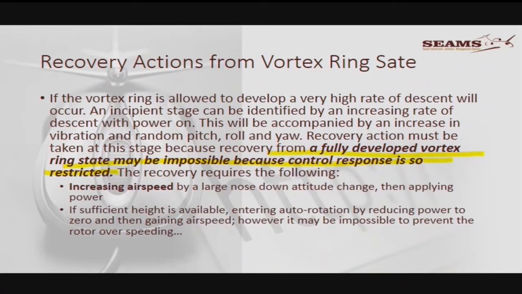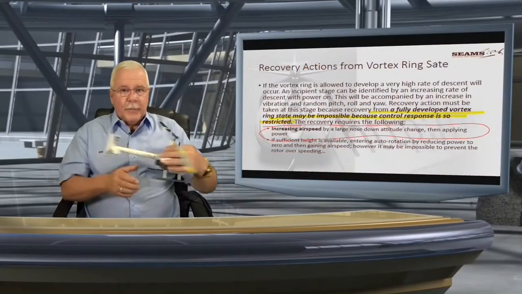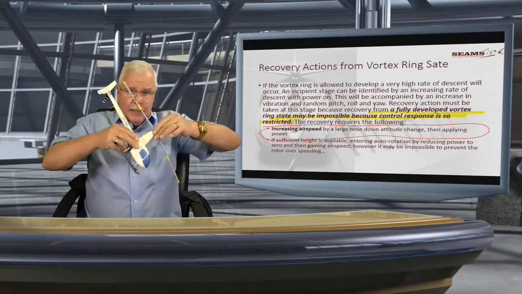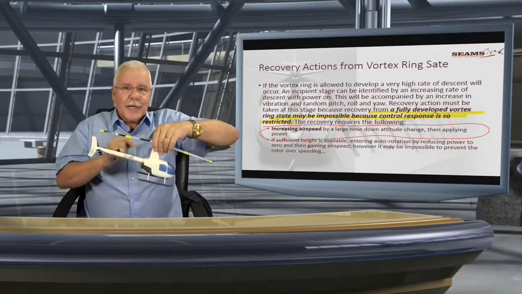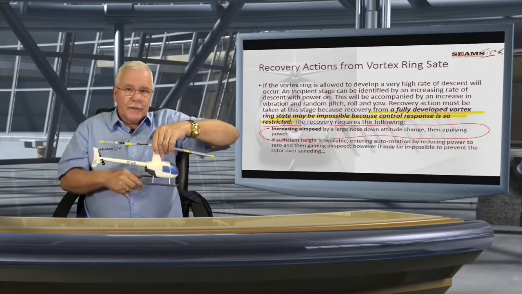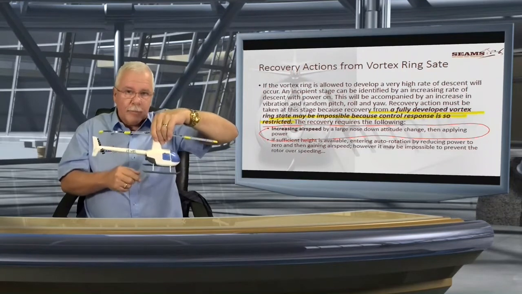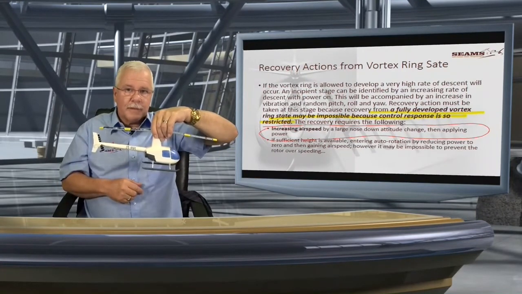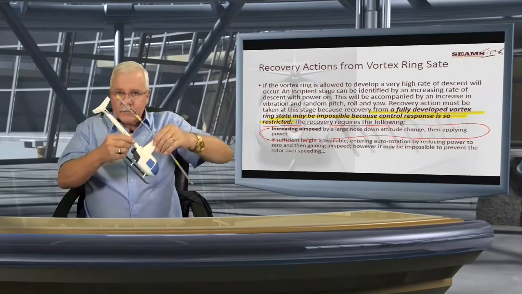Now, the recovery requires the following, and I need you to look here. Increasing the airspeed by a large nose down attitude change. So yeah, you can now say to me, yeah, this is quicker this way than that way. It's got the same net effect on the sentence. But the sentence was not written for people that are in trouble 100 feet above the ground, necessarily. That's why I don't like this hard maneuvering to the sides. Forward.